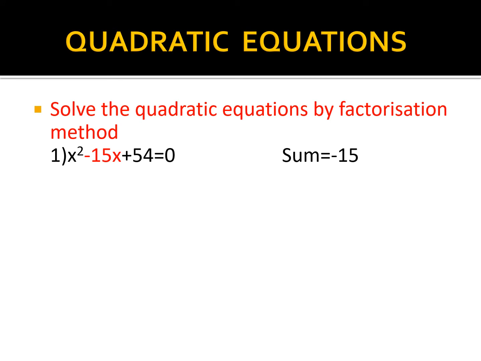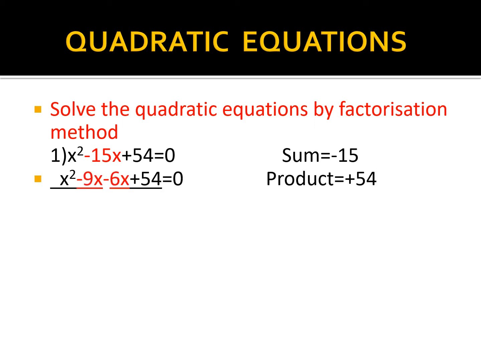So x square minus 15x plus 54 is equal to 0 is the given equation. We need the factors such that when we multiply we should get 54, and when we add we should get minus 15. We know that minus 9 into minus 6 is equal to plus 54, and minus 9 and minus 6 is equal to minus 15.